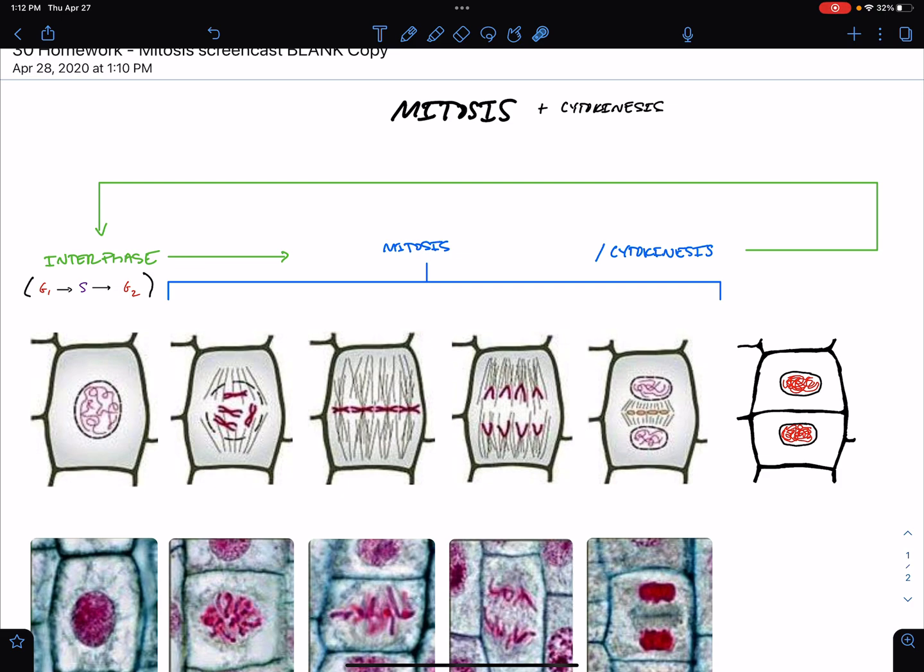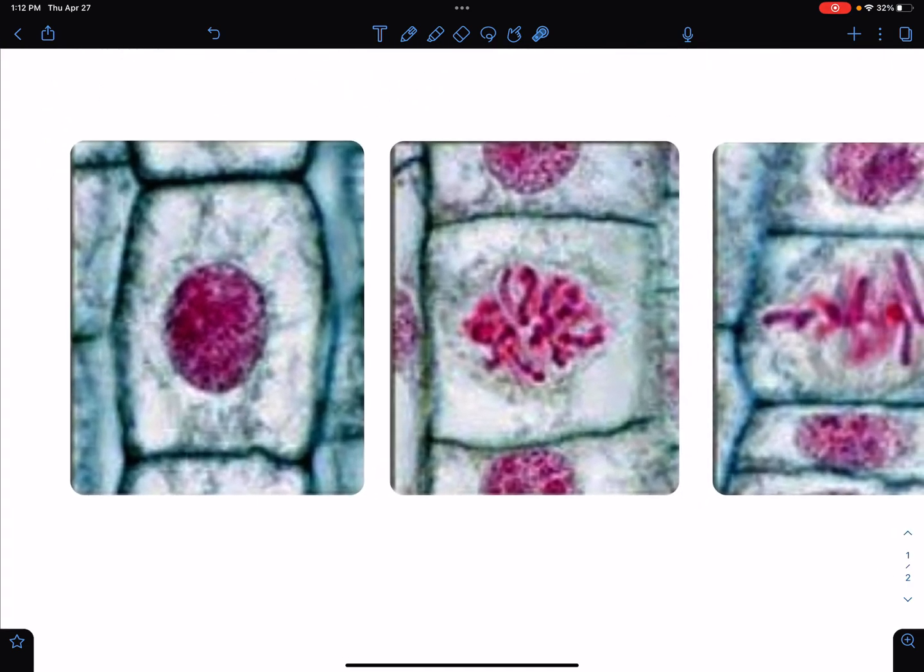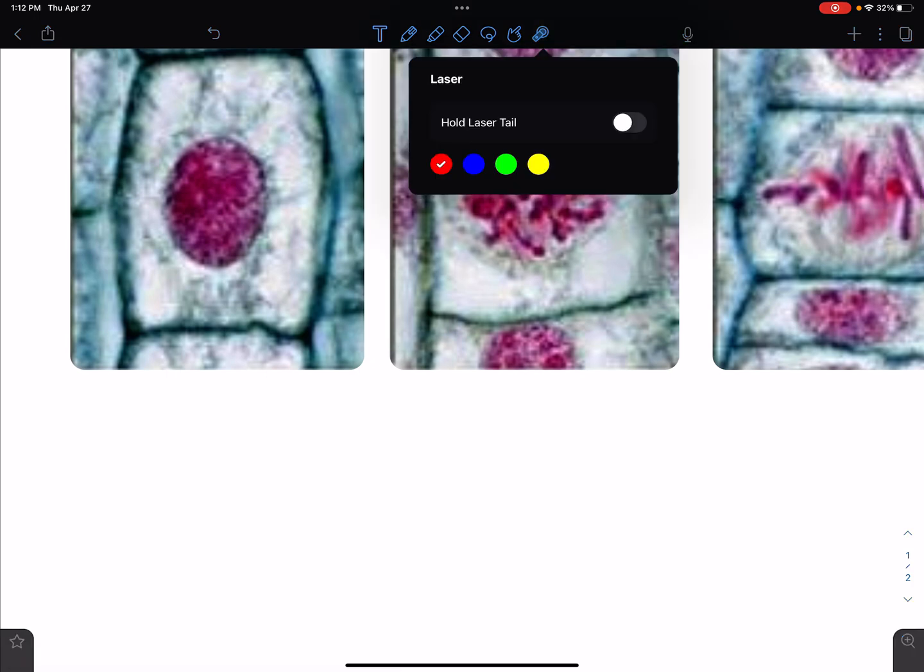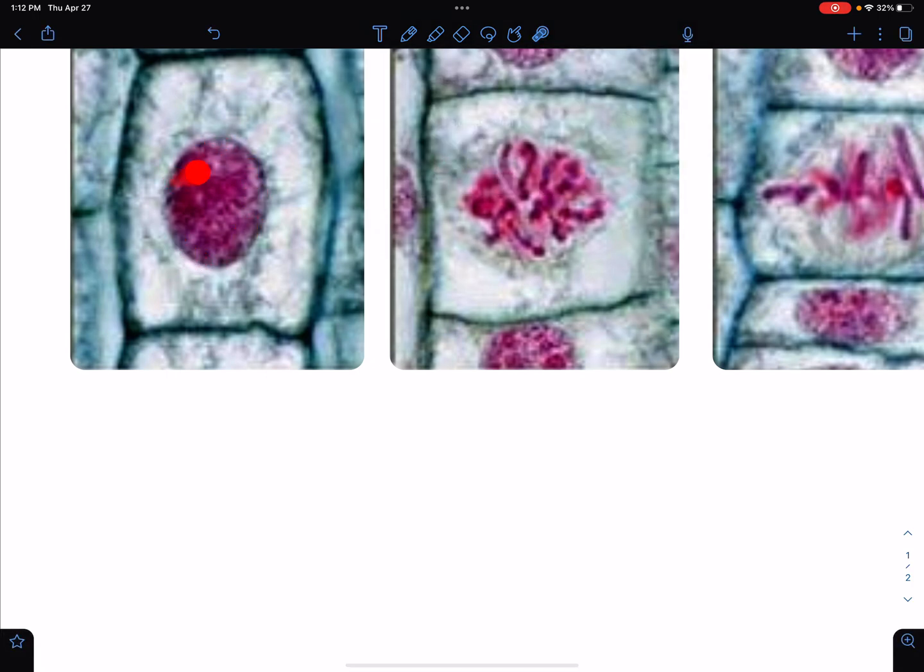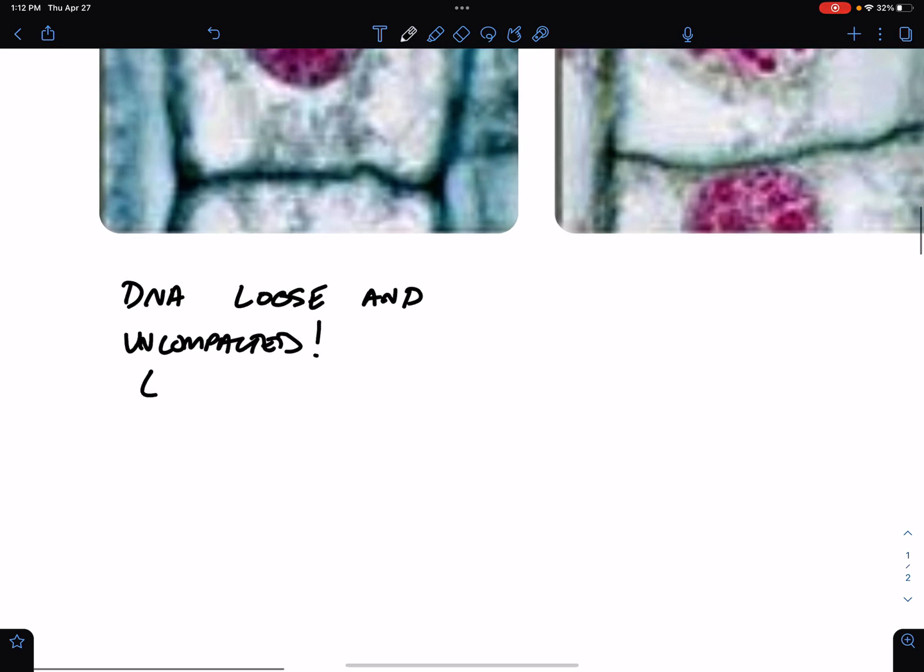So during interphase, G1, G2, and S phase, if we look at a cell, you can see that the DNA is kind of uniform, and it's because it's in its loose, uncompacted form. This is called chromatin.